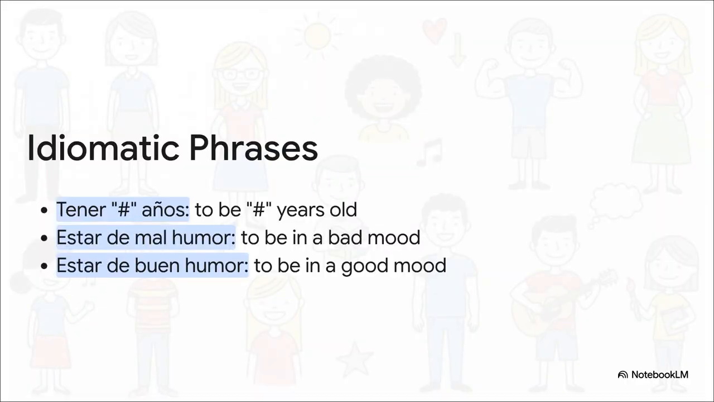Now, this different way of thinking shows up in other places too. We just learned to use tener for age, but check this out. For moods, like being in a good or bad mood, you use another verb, estar, not ser. And this is so cool because it actually reinforces our very first lesson. Why? Because a mood is a temporary state, not a permanent personality trait. The textbook says Laura nunca está de mal humor. She is never in a bad mood. It's a state she's in, not who she is.